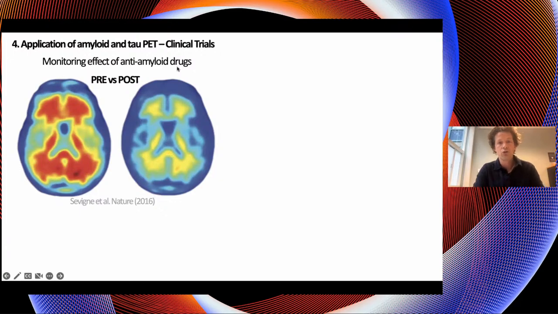And also for clinical trials, neuroimaging is a very helpful and in some cases promising tool. This is one example for monitoring the effects of anti-amyloid beta drugs. So this is pre and post treatment with aducanumab, a monoclonal antibody against amyloid beta pathology. And you can see that the drug after 18 months almost entirely removed the amyloid plaque load in this individual.